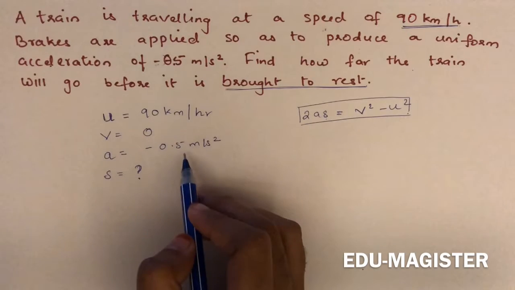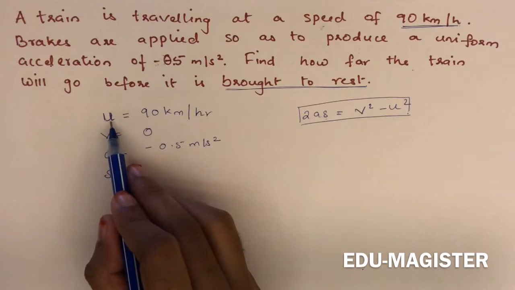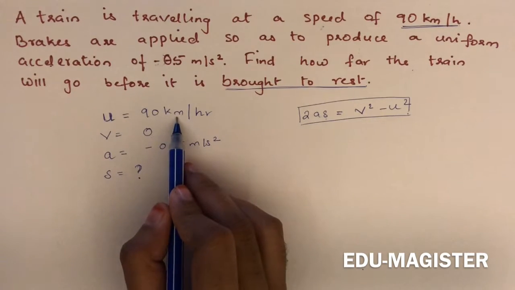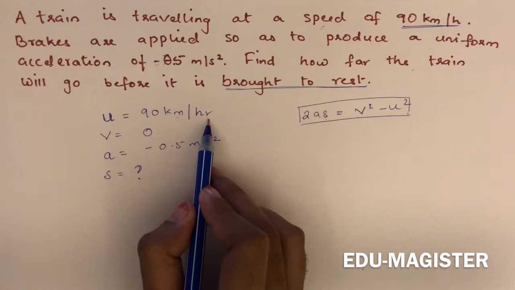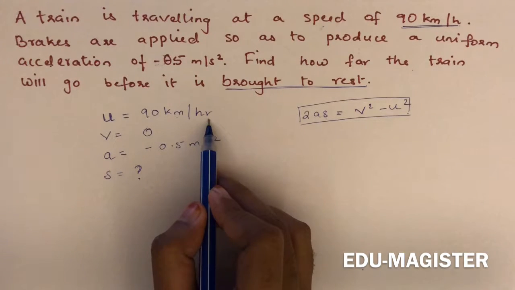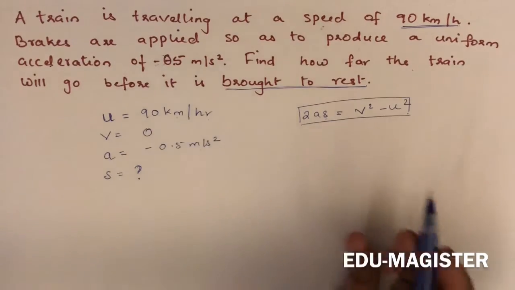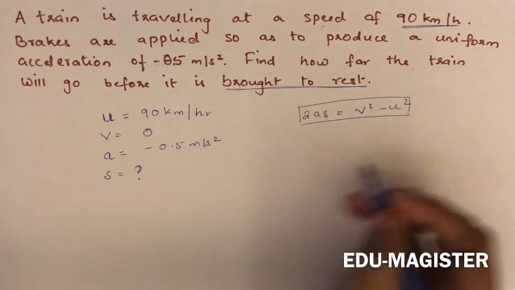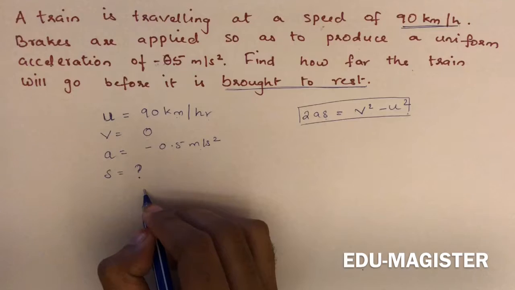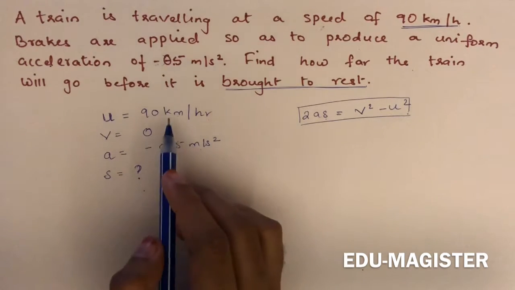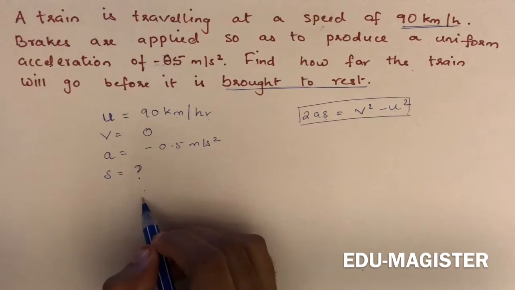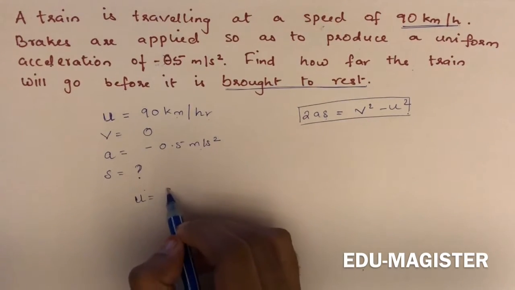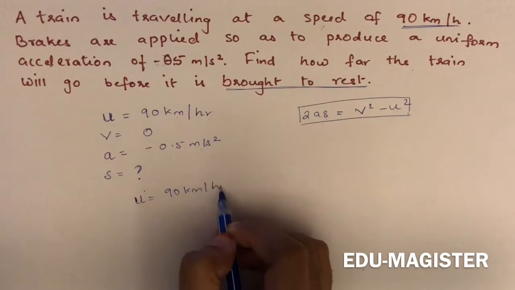Here, as you can see, the initial velocity is given in kilometers per hour, whereas acceleration is given in meters per second square. So let's convert kilometers per hour to meters per second, since meter per second is the SI unit. So as you all know, we have done this before also, how to convert kilometers per hour to meters per second. That is, let me write down here, u is equal to 90 kilometer per hour, right?